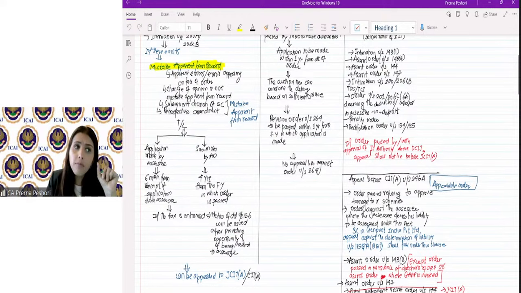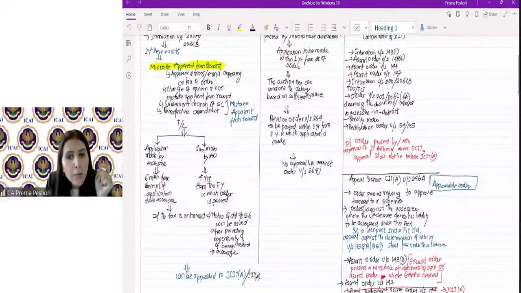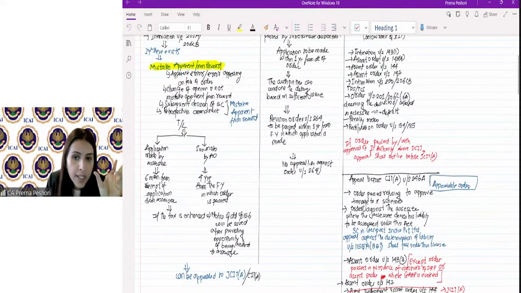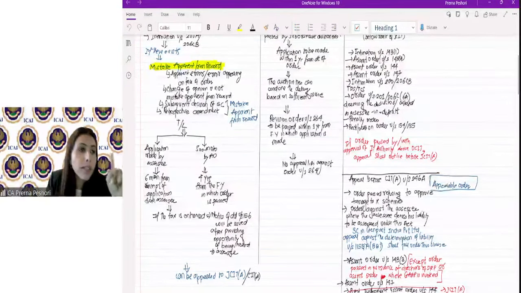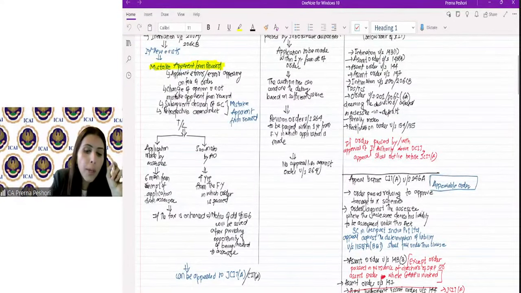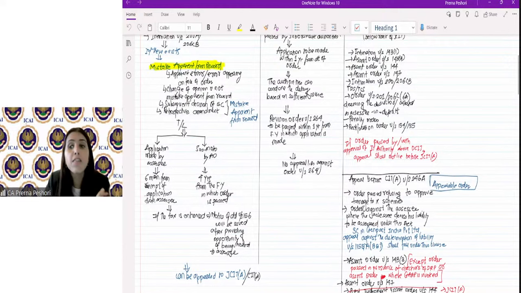And again, the ITAT has the power to entertain a stay of demand. The stay of demand can be given for 180 days. It can be extended for another maximum of 365 days. And if after 365 days the hearing is still not decided, and the delay is not attributable to the assessee, the stay will not get vacated. The stay will not vacate after the 365 days if the delay is not attributable to the assessee.